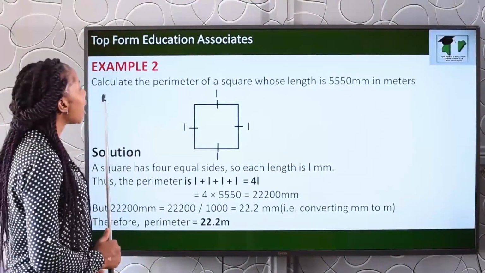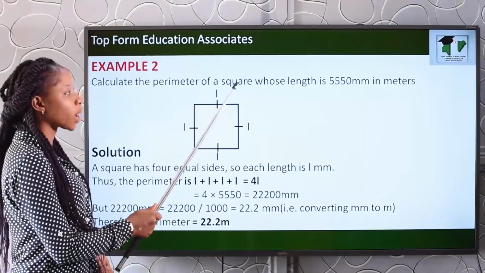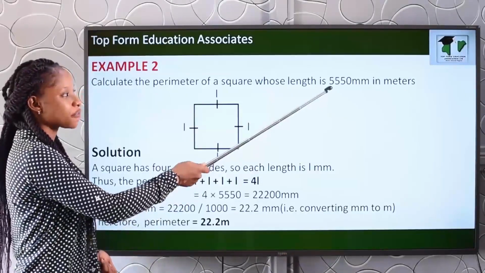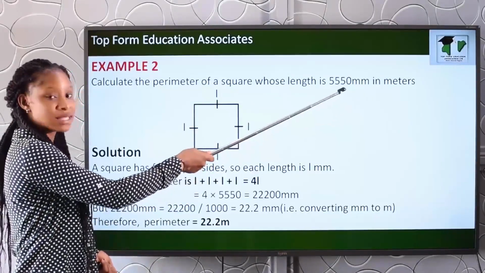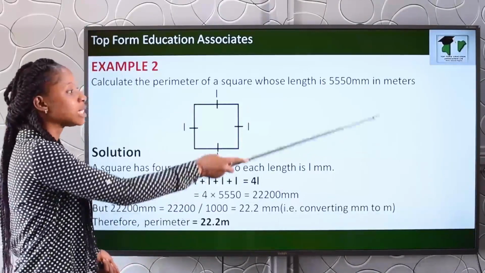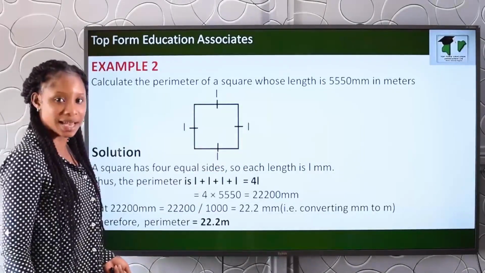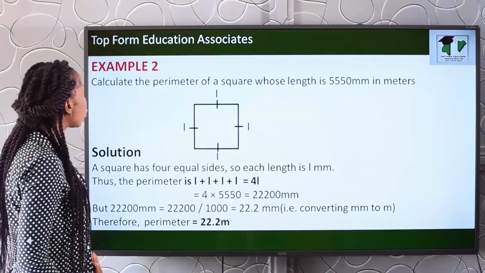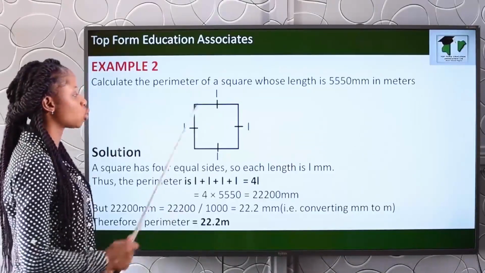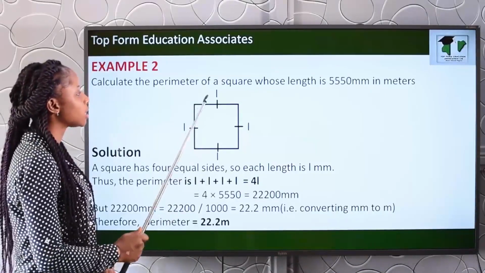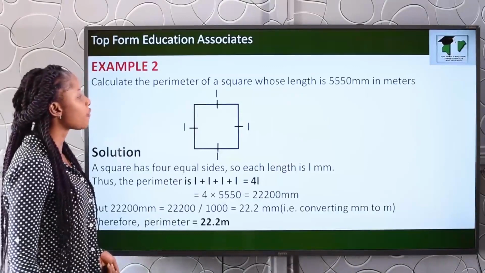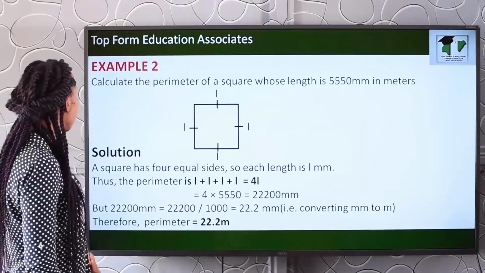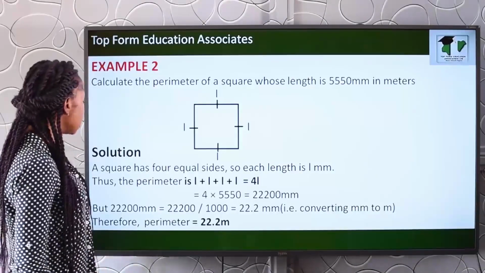Example 2. Calculate the perimeter of a square whose length is 5,550 millimeters, and we are asked to leave our answer in meters. Okay, we're asked to calculate the perimeter of this square. The length is given as 5,550 millimeters, and we're asked to leave our answer in meters.